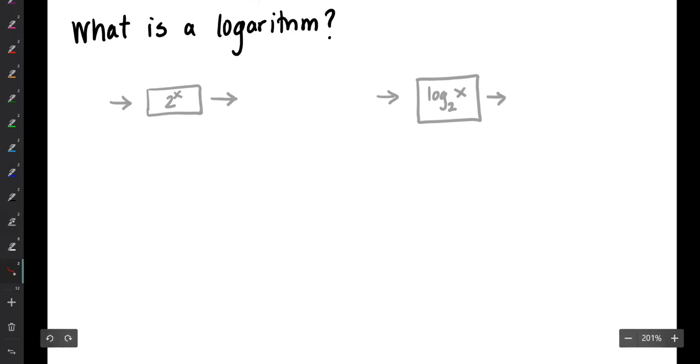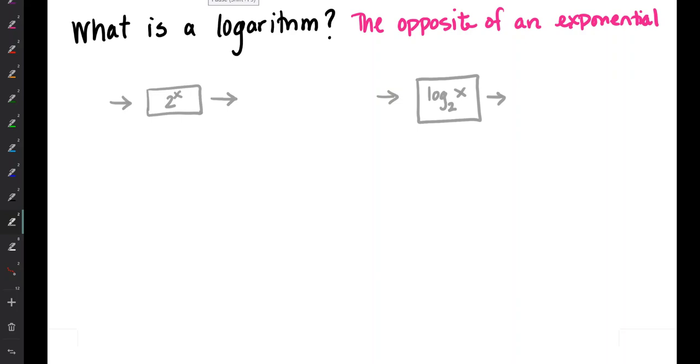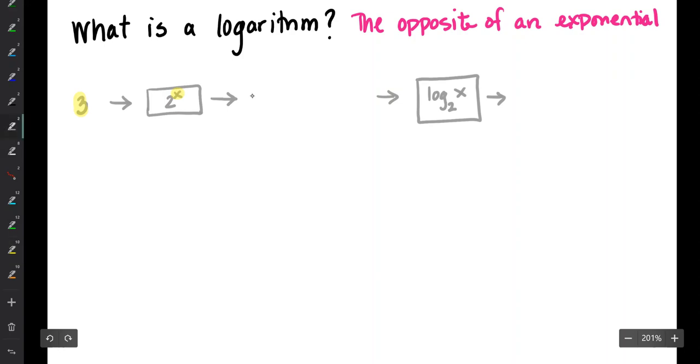So what is a logarithm? It's the opposite of an exponential, right? We can be tighter with our language, but I just want to get the concept across here. So for an example, if 3 goes into the 2 to the x box, what comes out is 2 cubed. 2 to the 3 is what comes out, and 2 cubed is 8.